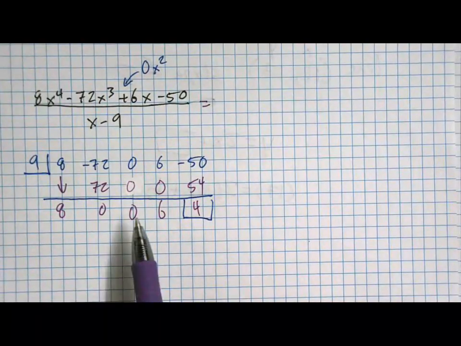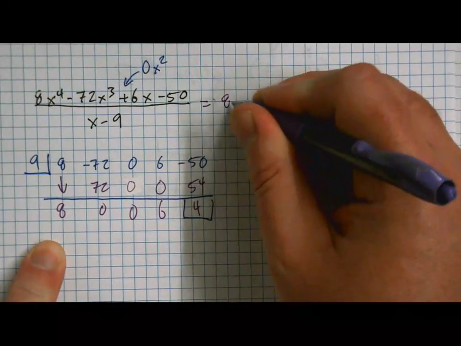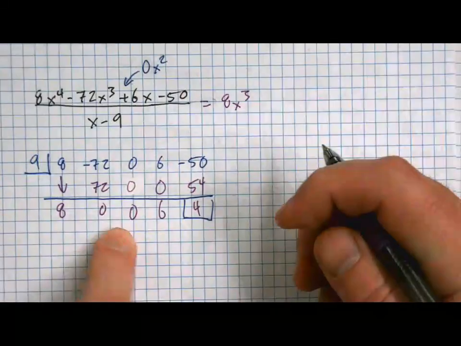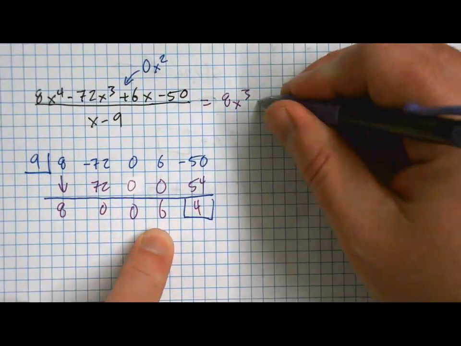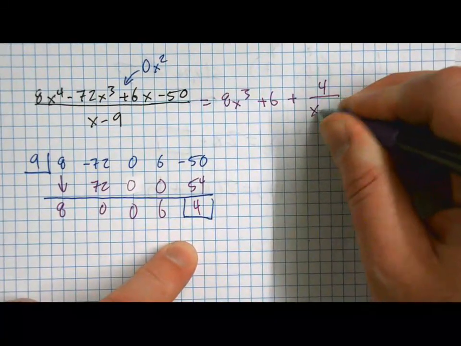Here's constant, linear, squared, cubed terms. So we got 8x to the third. I don't need to write these other terms down in my final answer. 8x to the third plus 6 with a remainder of 4 over x minus 9.